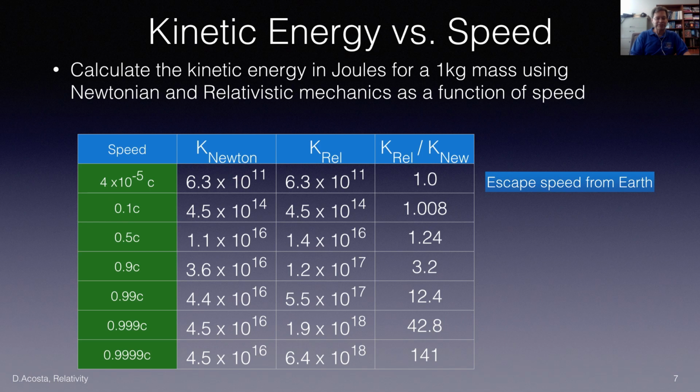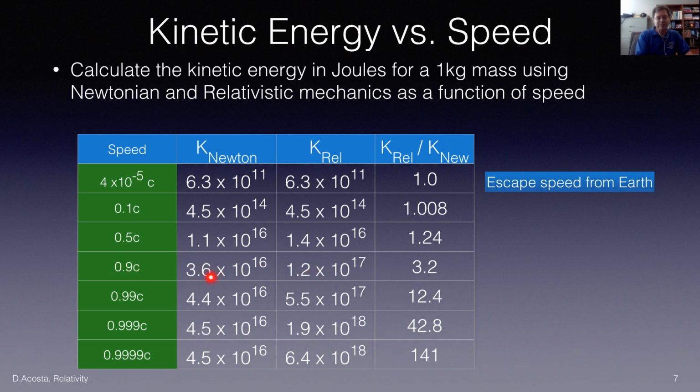Now, let's go to 50% of the speed of light. Okay, now we're really cooking, right? Now I start to see some differences here. The relativistic form is 1.4 times 10 to the 16 joules. The Newtonian form is 1.1 times 10 to the 16 joules. There is a difference, and the relativistic form is 24% larger. So to get that same speed, I had to add 24% more work to get to that kinetic energy corresponding to that speed.